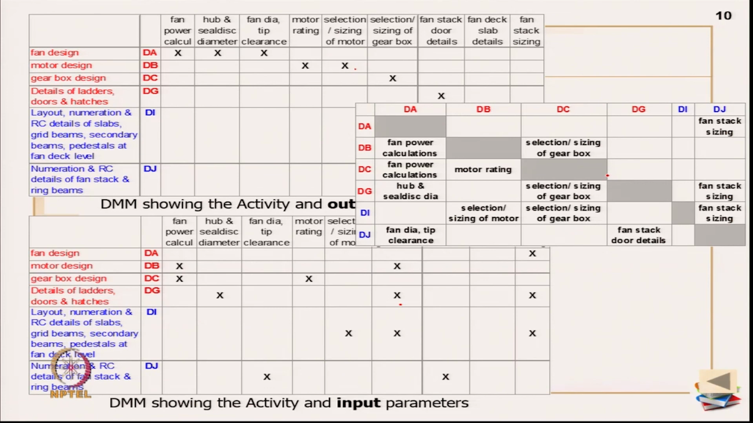Now, the details of ladders, doors and hatches releases information on fan stack door details, which is required for activity DJ, which is the numeration and RC details of fan stack and ring beams. Okay. So, which is written here and accordingly the entire matrix is filled. So, this is how the activity DSM is filled.